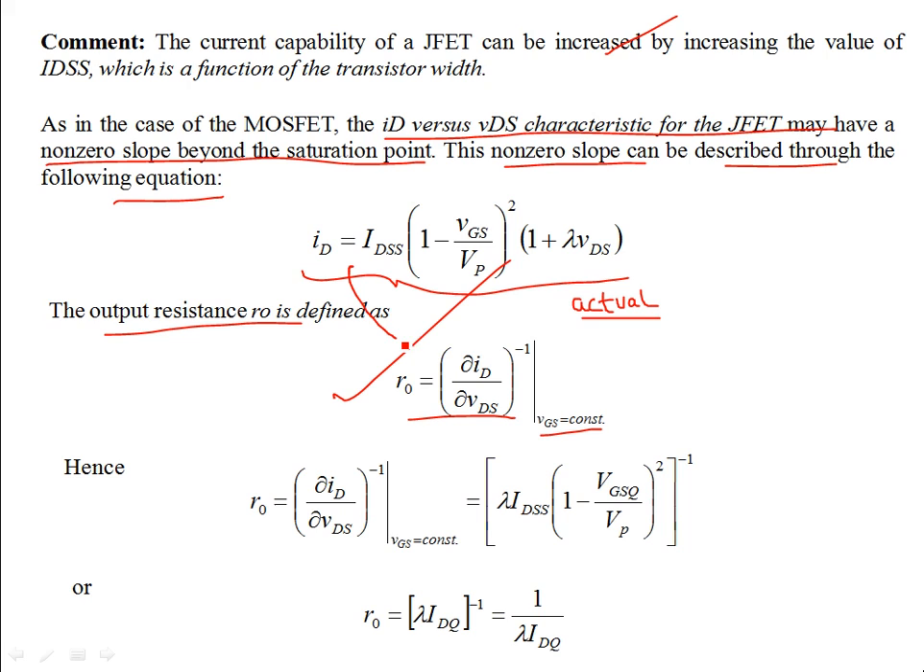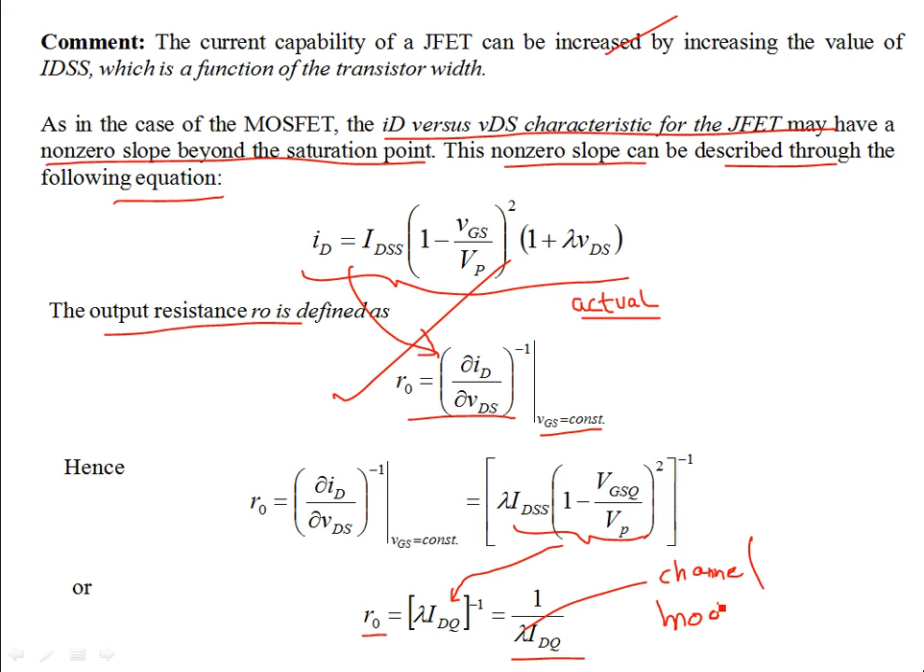You take the derivative and substitute this equation into this one for the slope of the IV characteristics, and you find that this is equal to lambda IDSS (1 minus VGSQ over VP) squared, which is precisely the drain to source current at the given Q point, IDQ. Therefore, r0 is given by 1 over lambda IDQ, where lambda is the channel modulation parameter.